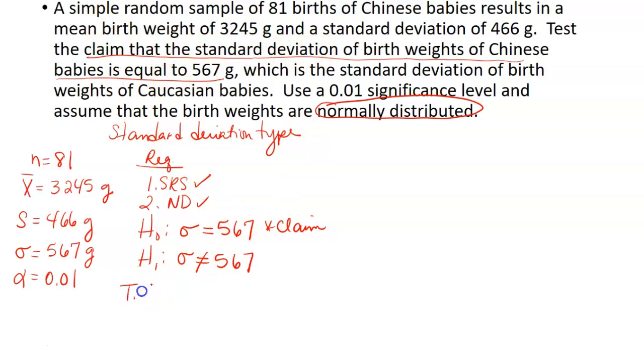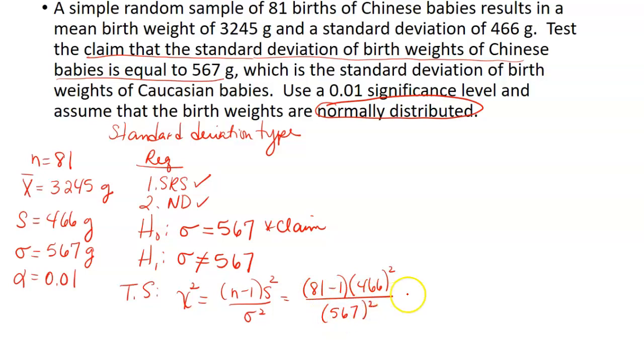Okay, moving on to our test statistic. We're going to use the chi-squared test statistic, and that's going to be n minus 1 times s squared over sigma squared. So n minus 1 will be 81 minus 1. Our S is 466, square that. And our standard deviation is 567, and we'll square that. So this gives us a test statistic of 54.038.